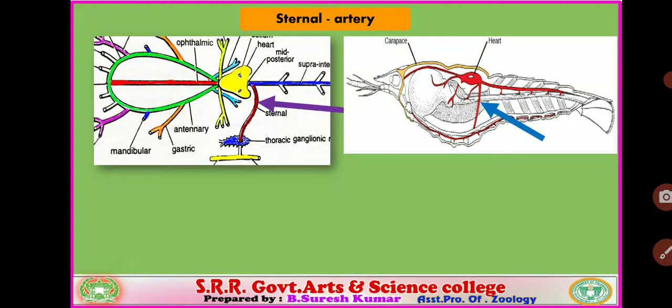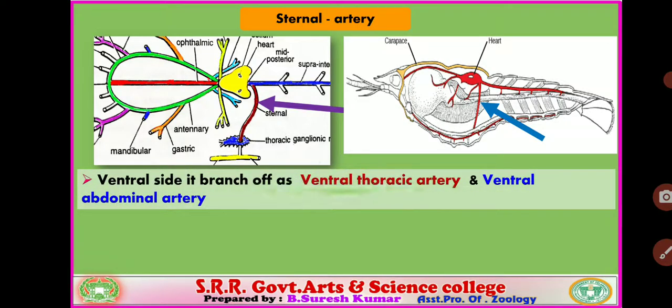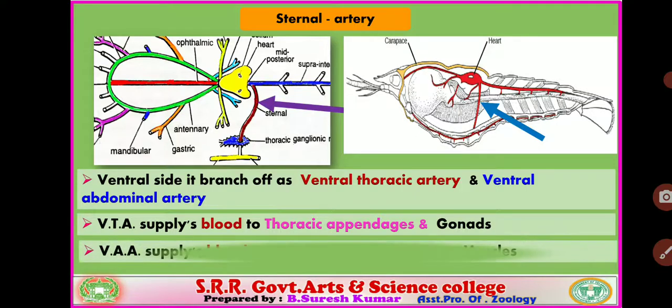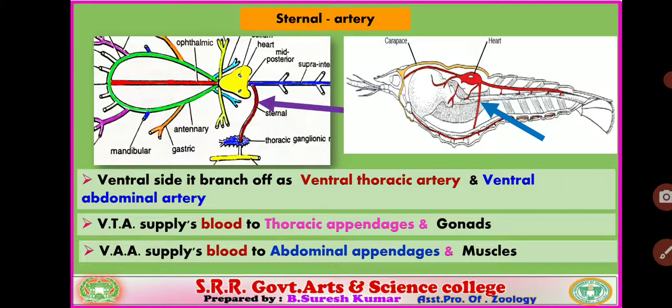The sternal artery is going to produce two branches. They are the ventral thoracic artery and the ventral abdominal artery. The ventral thoracic artery supplies blood to thoracic appendages and gonads, and the ventral abdominal artery supplies blood to abdominal appendages and muscles that are associated with the abdomen.